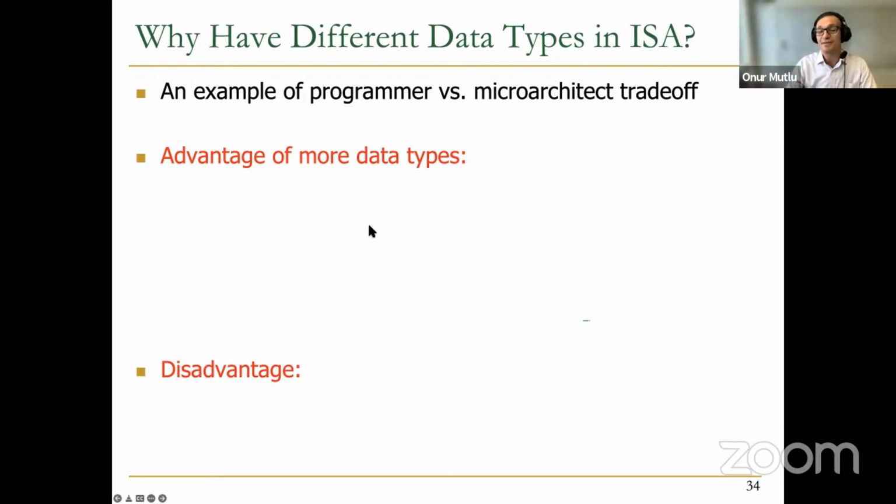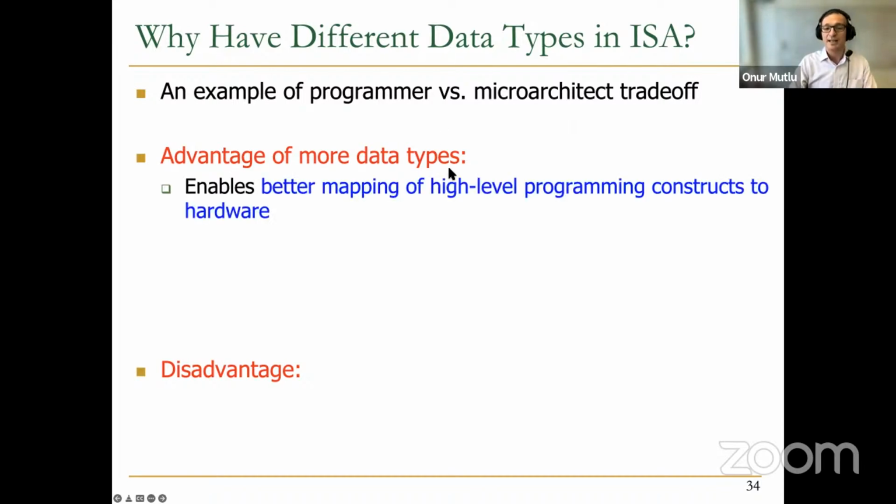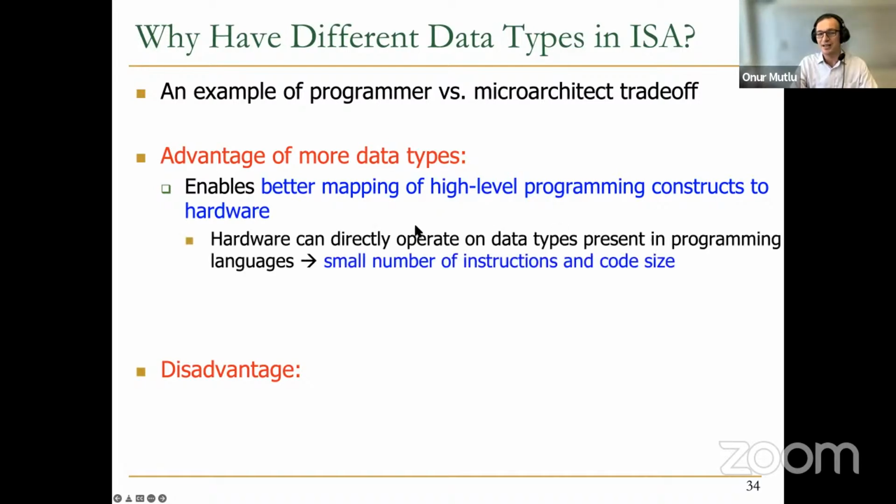So basically, why do we have different data types in ISA? Essentially, this is an example of the programmer-microarchitect trade-off. And if you want to have more data types, the reason is to make programmers' life easier. The advantage of more data types is it enables better mapping of high-level programming constructs to hardware, essentially. Hardware can directly operate on data types present in programming languages. As a result, it can use only a small number of instructions, and the code size becomes smaller. And the instructions may be faster because they're natively supported by functional units in hardware.